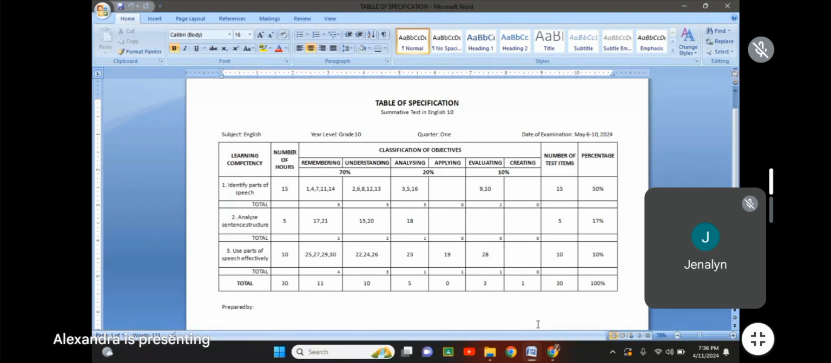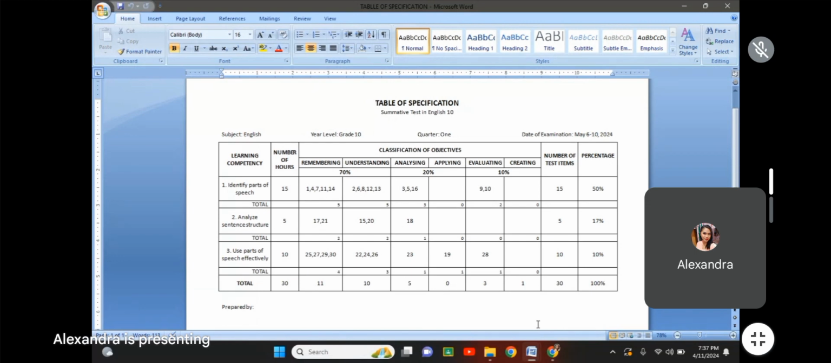The formula for the number of items equals total number of items times the percentage. So we have the total number of items, which is 30, times the percentage 50%, or 0.50. So for identify parts of speech, we have 15 test items.